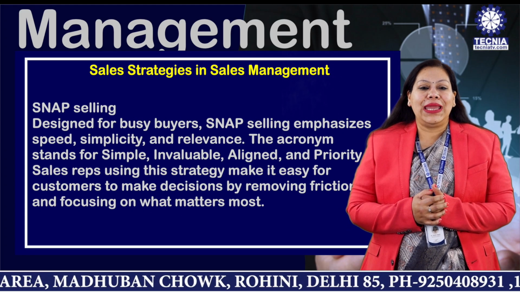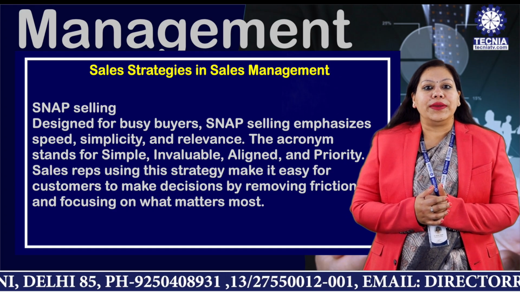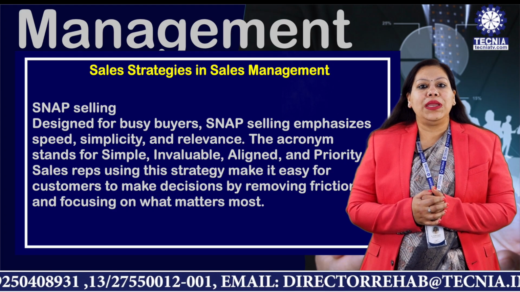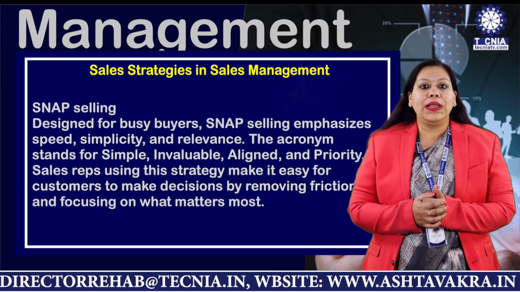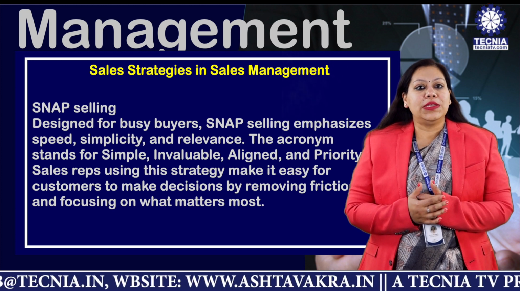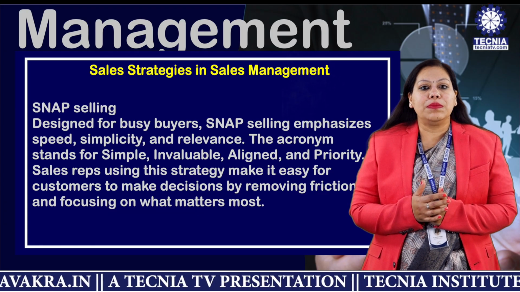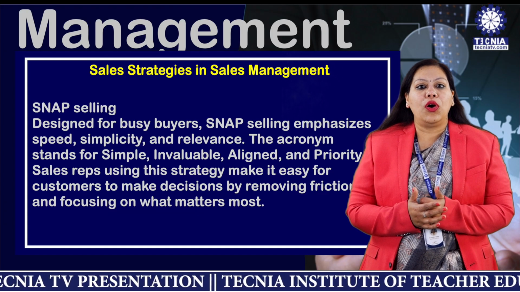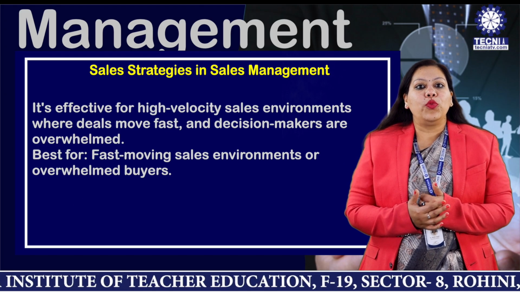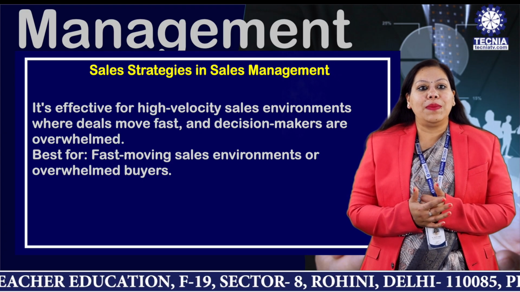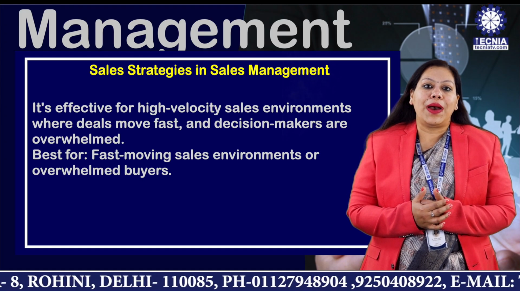Next type is SNAP selling, and it is designed for busy buyers and emphasizes speed, simplicity, and relevance. The acronym stands for simple, invaluable, aligned, and priority. Sales representatives using this strategy make it easy for customers to make decisions by removing friction and focusing on what matters most. It is effective for high-velocity sales environments where deals move fast and decision makers are overwhelmed, and it is best for fast-moving sales environments or overwhelmed buyers.